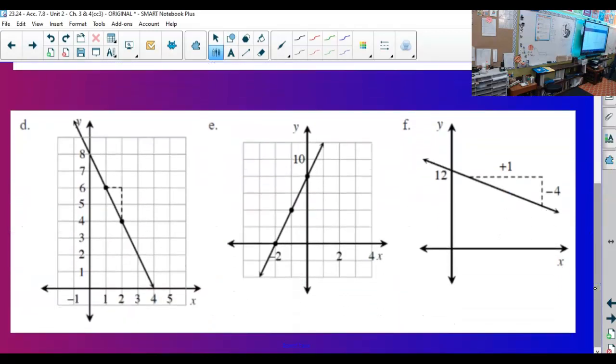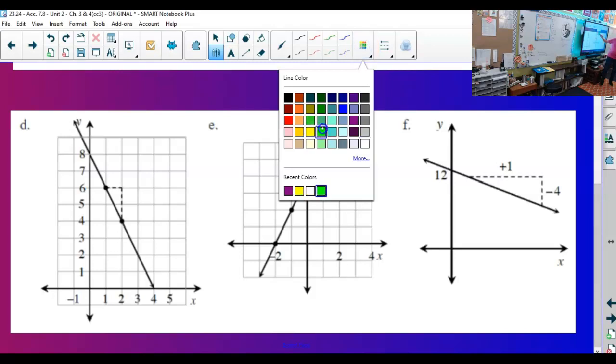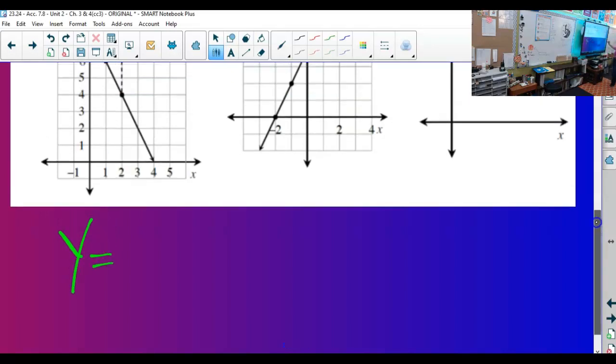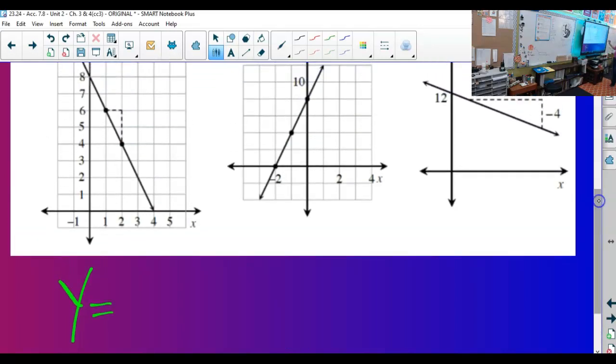Shama, where are you at? Can you help me with D? I'll help you with D. Is the equation, yes, we want the rule, the equation. Y equals 6 minus 2. Y equals... are you sure that 6 is the y-intercept? Oh, I mean 8. 8.